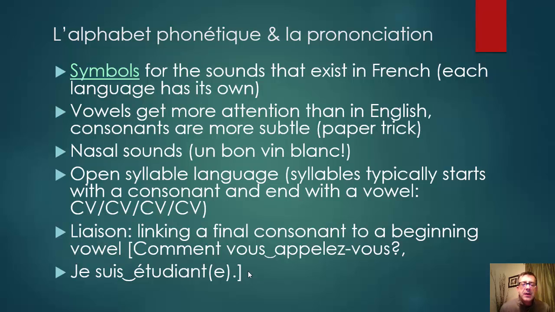Another example would be if you want to say that you're a student and you're a guy, you would say je suis étudiant, right? If you're a girl, you would say je suis étudiante. Je suis étudiant. Je suis étudiante. All right? So I do liaison right there. Those three words by themselves, je suis étudiant or je suis étudiante. But put them all together and you get je suis étudiant or je suis étudiante. So that's the concept of liaison.